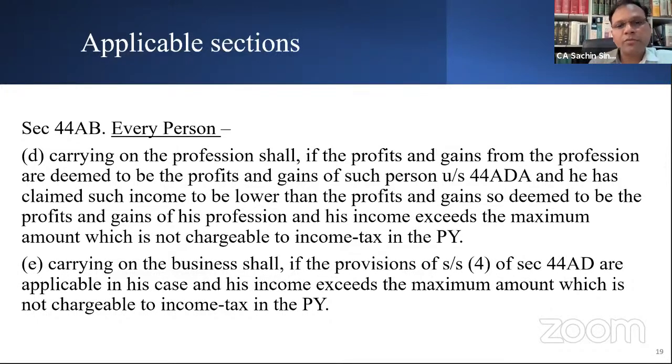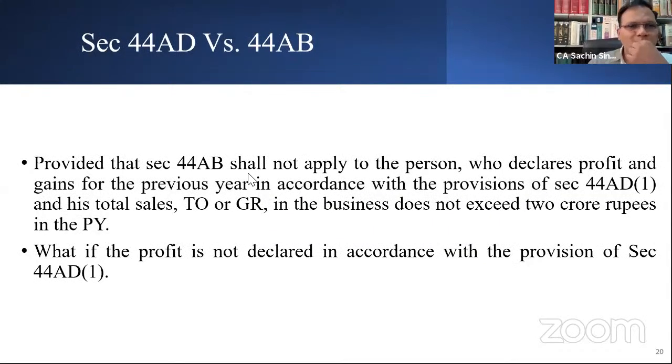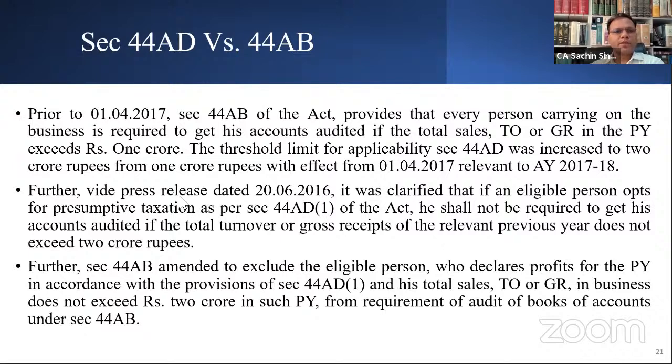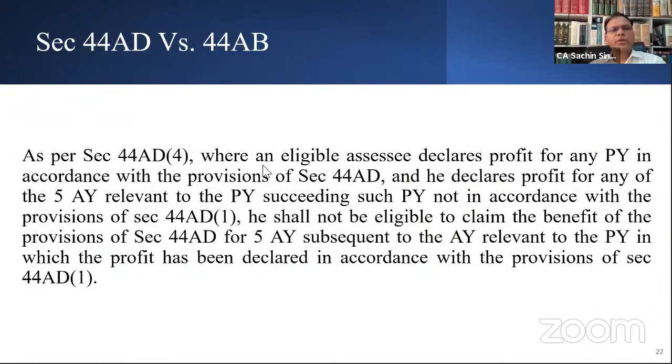So it is important to understand what is 44AD clause 4. As per 44AD(4), where an eligible assessee declares profit for the previous year in accordance with the provision of 44AD, and he declares profit for any of the five assessment years relevant to the previous years succeeding such previous year not in accordance with 44AD(1), he shall not be eligible to claim the benefit of 44AD.